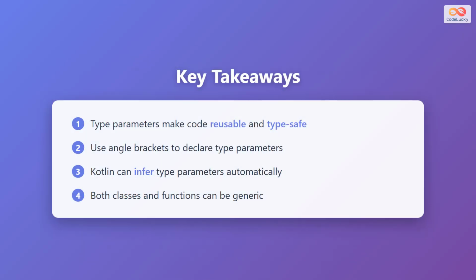Let's recap what we've learned. First, type parameters make your code reusable and type-safe by allowing a single implementation to work with multiple types. Second, you use angle brackets to declare type parameters on both classes and functions. Third, Kotlin can infer type parameters automatically from context, making your code cleaner. And fourth, both classes and functions can be generic, giving you maximum flexibility. Understanding generics is essential for writing modern, professional Kotlin code. Practice these concepts, and you'll be able to create more flexible and maintainable applications.